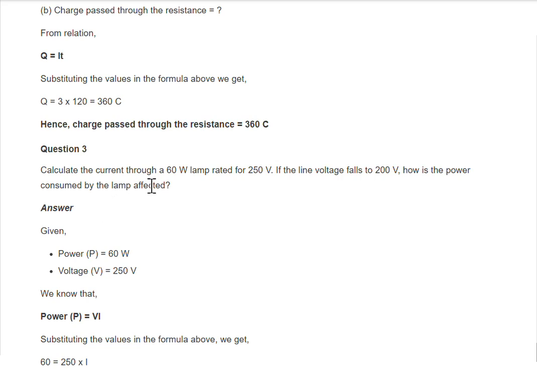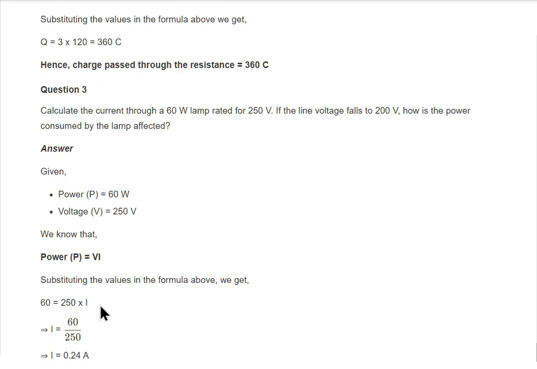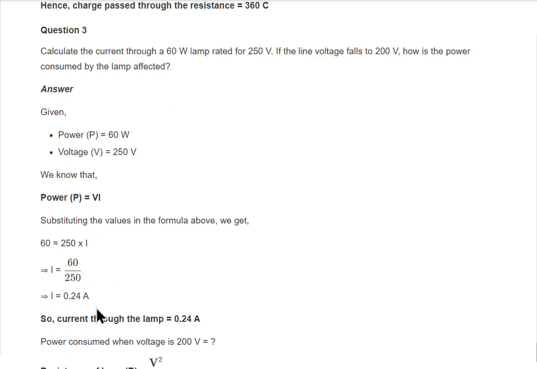Calculate the current through a 60 watt lamp rated for 250 volt. If the line voltage falls to 200 volt, how is the power consumed by the lamp affected? Power is 60 watt and voltage is 250 volt. Substituting the values, we can find the current I: 60 divided by 250, that is 0.24 ampere.